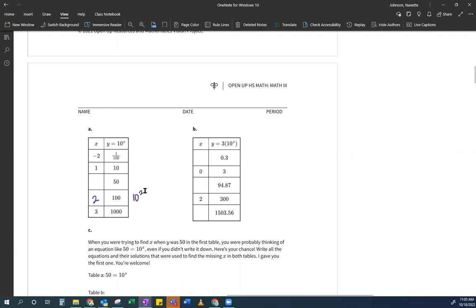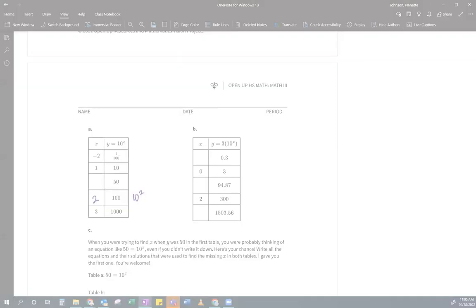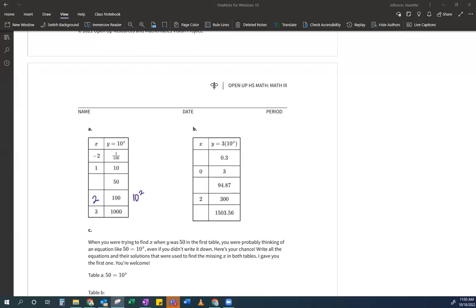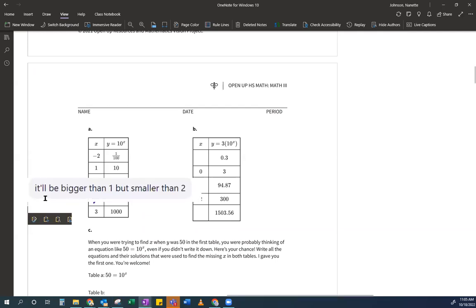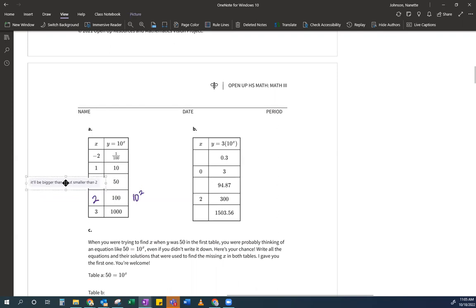Any ideas? You're kind of stuck here because you're like, shoot, what do I do? And then someone said, hey, it'll be bigger than 1, but smaller than 2. Very strong work there. Because I don't know exactly what it is, can you keep in the back of your head what you would do to try and figure that out? So let's put that right there. I know it's going to be bigger than 1 and smaller than 2. It's going to be somewhere, but I don't know exactly where. So just keep that in mind. Everybody okay with that? Very good.